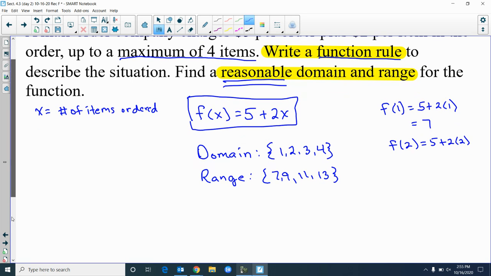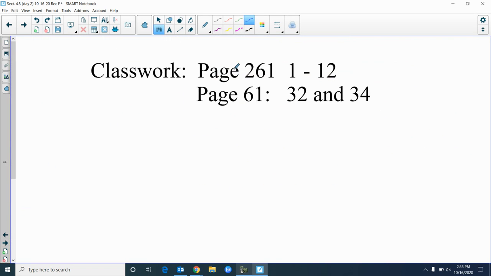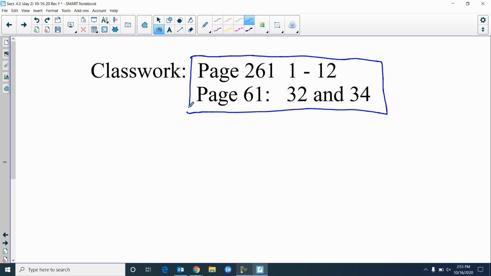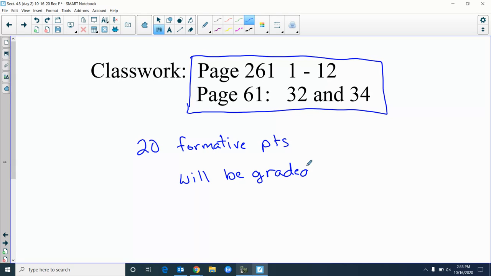All right, what I want you to do now, or what we want to do now, is complete this assignment. And this is going to kind of give me a gauge of where you're at. And this is going to be worth 20 formative points, and it will be graded, okay, for correctness, not just completing it. So I need to have an idea if you understand this stuff or not.